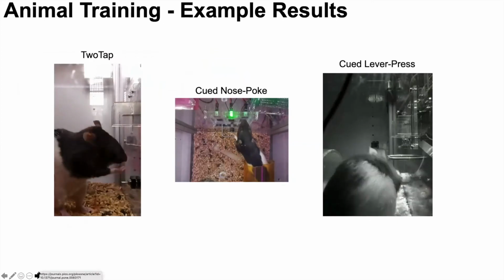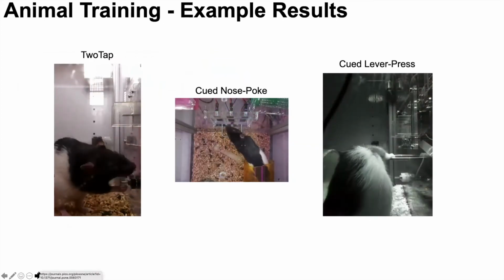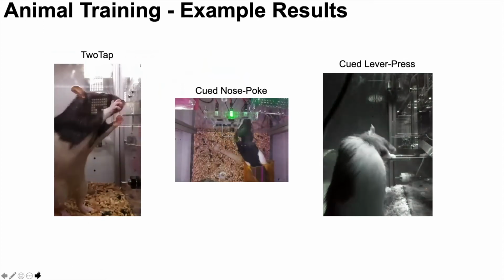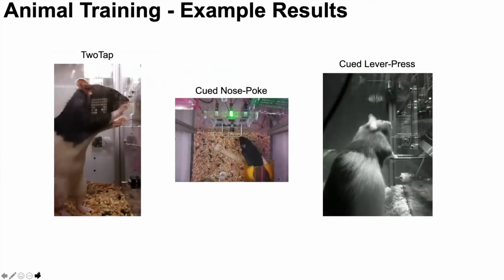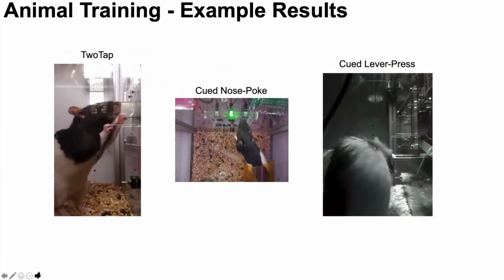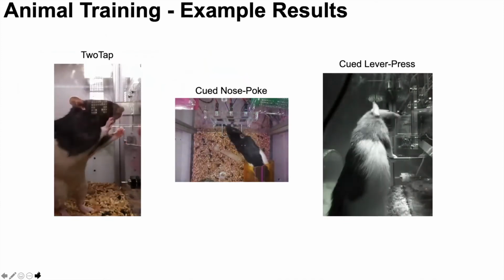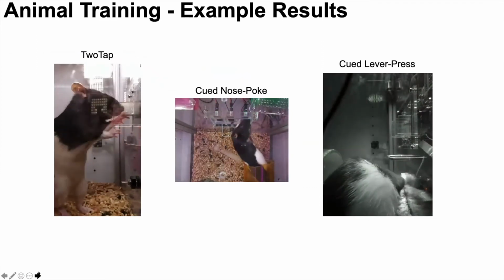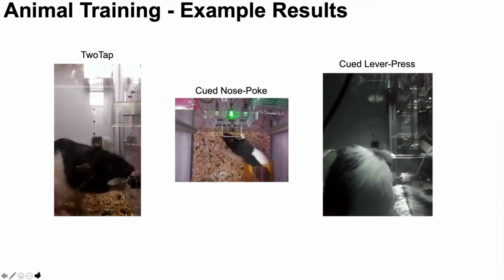And then I wanted to present just some examples of complicated sensory motor tasks that this software system has been able to train rats to perform. On the left, in 2-tap, the rat is tapping a lever twice and getting a reward. In the middle, the cued nose poke, the rat is touching a sensor with its nose and getting a reward after an audio cue. And on the right, there's an audio cue followed by a lever press.